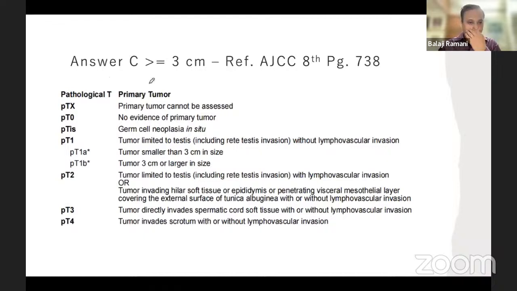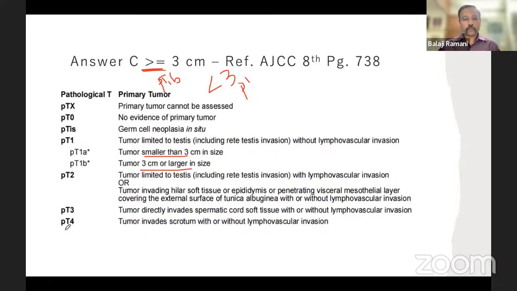Right. So if you look at the actual AJCC classification, again, I'm stressing, it is greater than or equal to 3 centimeters. That becomes your PT1B tumor. Okay. So PT1B is going to be greater than or equal to 3 centimeters. Anything which is less than 3 is going to be your PT1A. Okay. So smaller than 3 centimeters or larger. Okay. Then this is again a favorite question with the examiners.